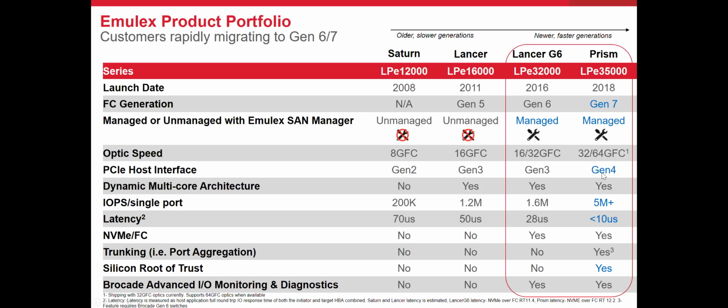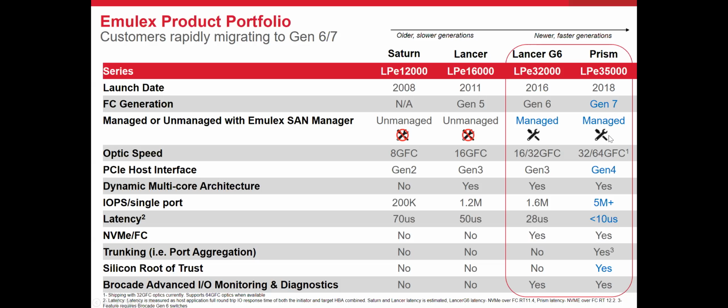It will actually support PCIe Gen 4 if you have one of those systems. And I just want to point out from a performance standpoint, it's the highest performing HBA on the market with over 5 million IOPS, 10 microsecond response times, and silicon root of trust. This is the gold standard for the industry in fiber channel HBAs.